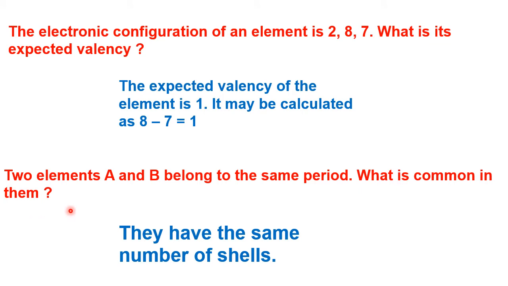Next, two elements A and B belong to the same period. What is common in them? A and B belong to the same period. What is common in them? They have the same number of shells.